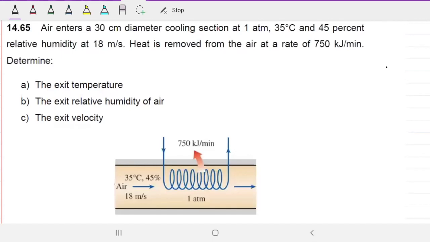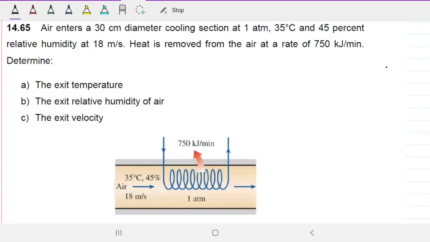All right, so this is week 12. We're going to be looking at the first problem, 14.65, in which air enters a 30 centimeter cooling section at 1 atmosphere, 35 degrees Celsius, and 45% relative humidity at 18 meters per second.